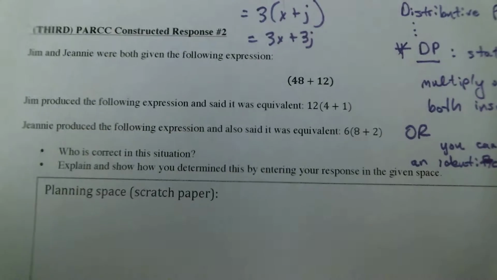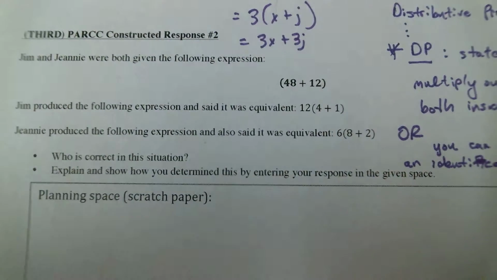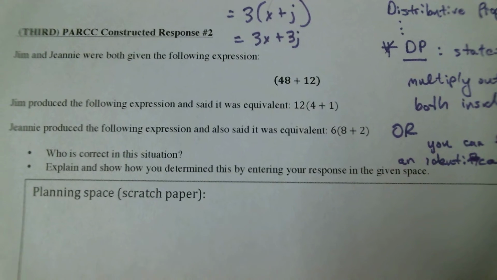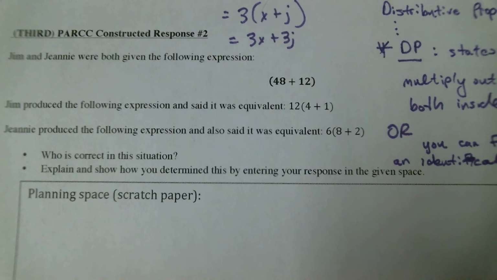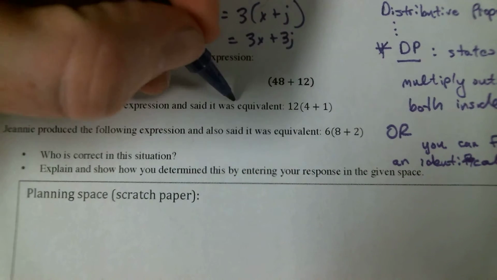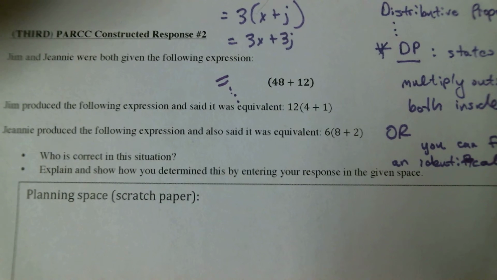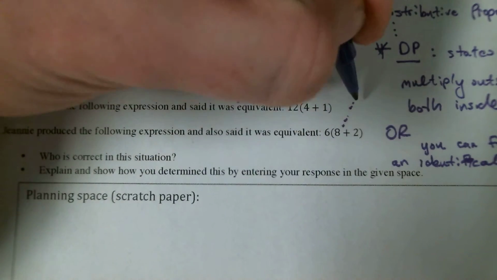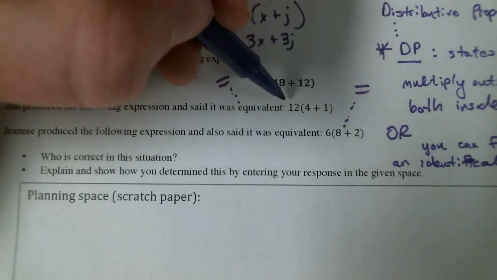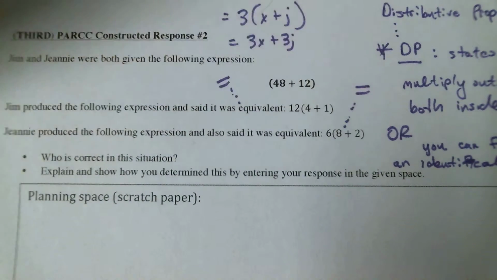So let's look at this problem. It says Jim and Jeannie were both given the following expression, 48 plus 12 in parentheses. Jim produced the following expression, and he said that's equivalent. And remember, equivalent makes us think they're the same, they're equal. And Jeannie produced the following expression and also said it was equivalent. So she looked at this and said, hey, that's also equal. So they're both saying these two things are equal to that one.